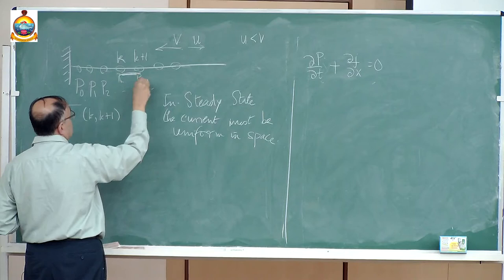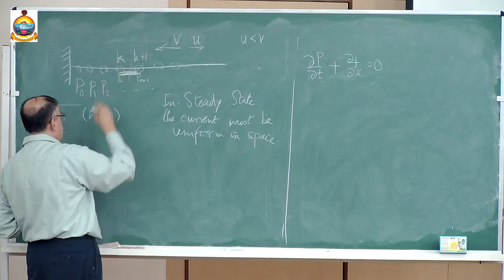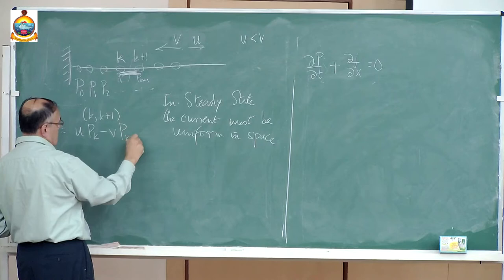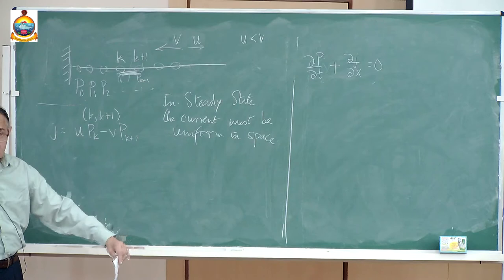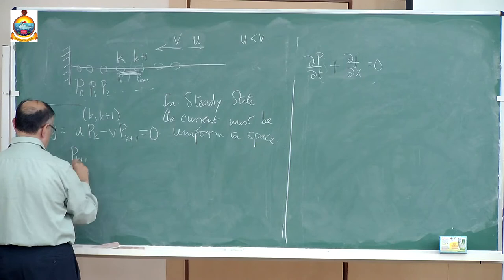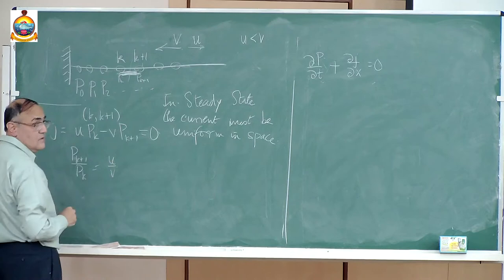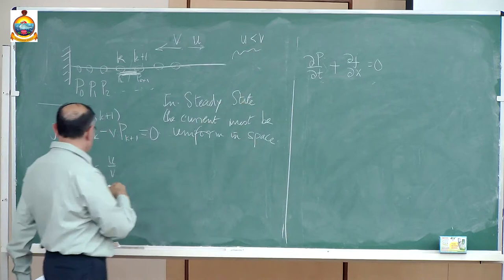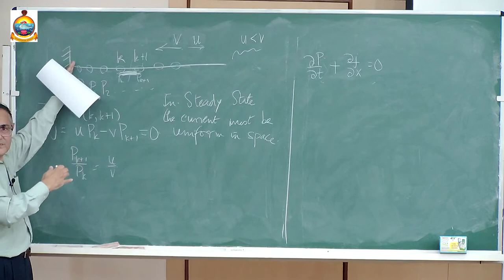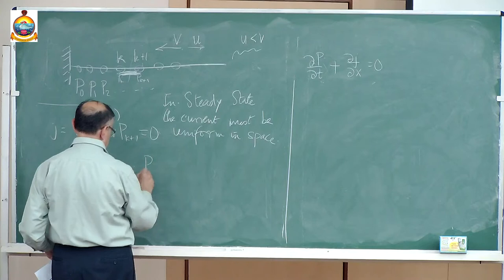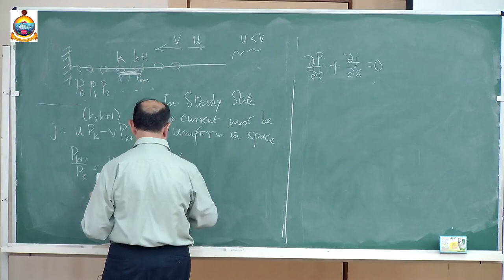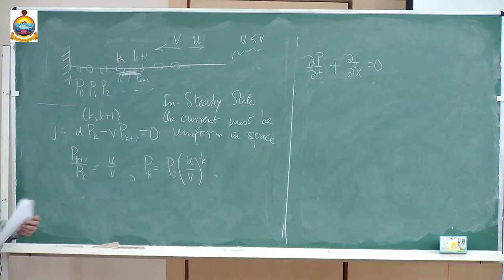Well, so it is clearly u times pk minus v times pk plus 1, right? Net flux. But this we have just argued has to be 0. This determines pk plus 1 over pk to be u by v. u is less than v, we started by saying that. So pk plus 1 is smaller than pk. Makes sense, because it should be large here, pile up, less here, less here, less here. This of course means that you can iterate. So pk is p0 times u by v raised to the power k. Okay. We can even normalize and use the fact that summation pk should be 1.